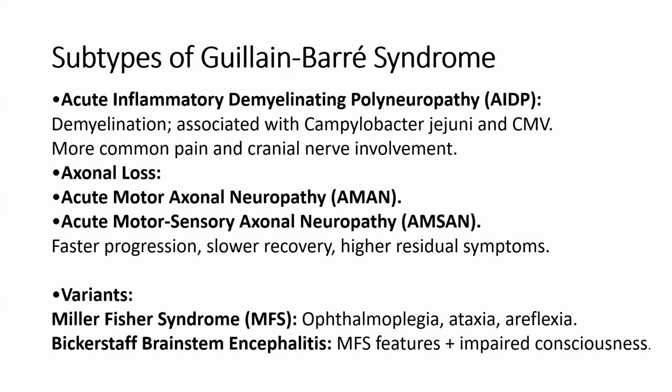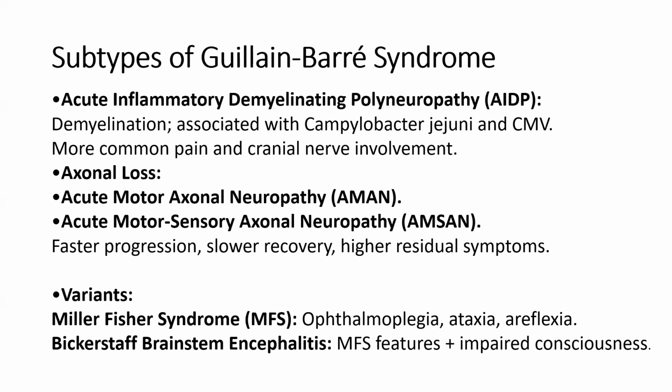Now, we have some subtypes of Guillain-Barré syndrome. We have acute inflammatory demyelinating polyneuropathy. This is the most common. It's usually caused by demyelination, and it's associated with Campylobacter and CMV. We usually have pain and cranial nerve involvement, so we're going to have the other facial symptoms.